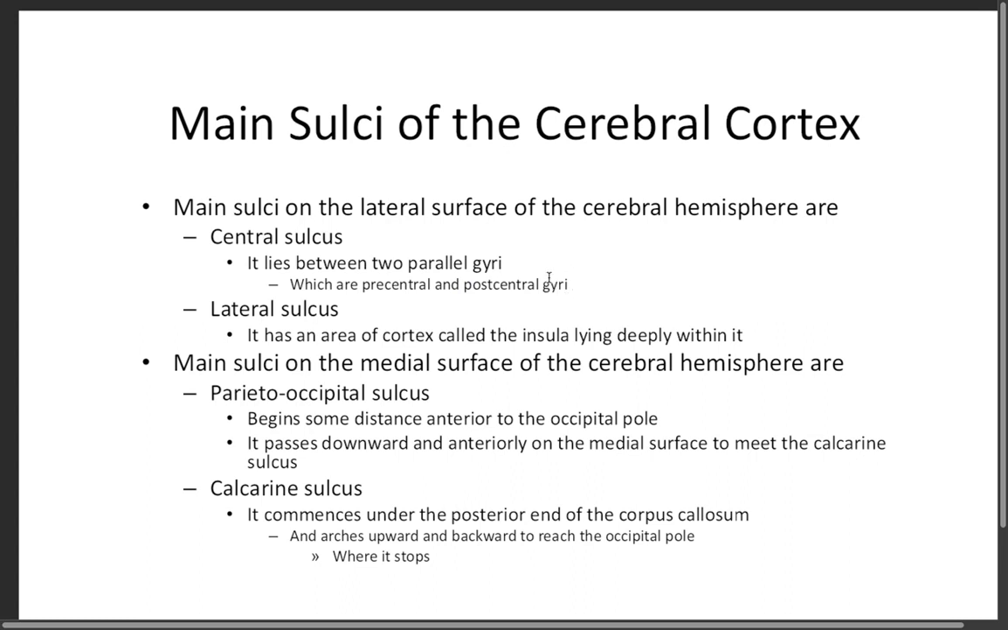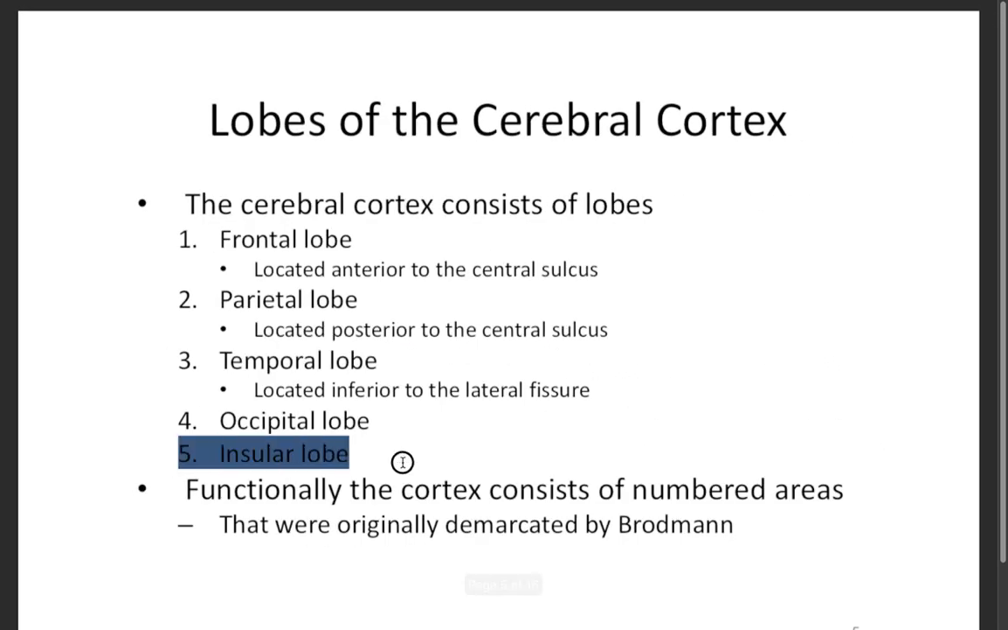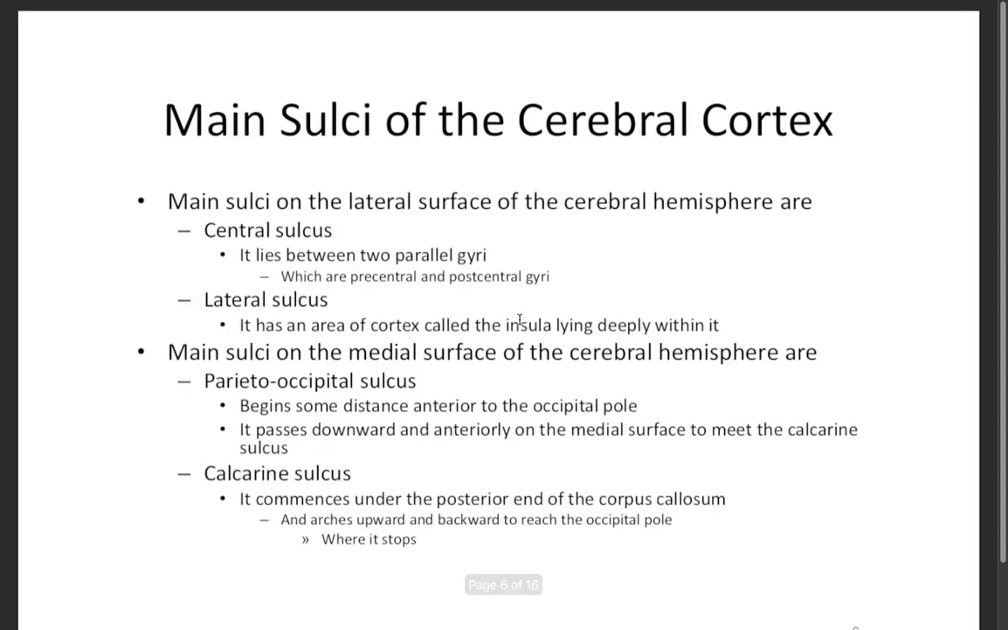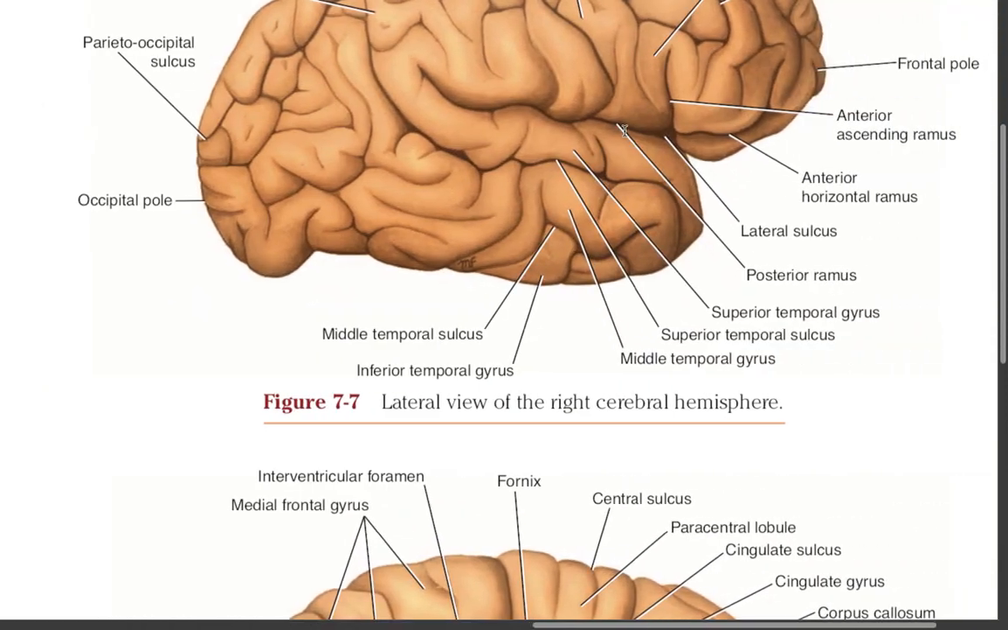هلا رح نحكي عنهم. أول محاضرة حكينا إنه أنا عندي gyri that are separated through the sulci or fissure. وبالتالي أنا عندي central sulci رح يفصل لي frontal lobe from the parietal lobe and forming the precentral gyri in the frontal lobe and the postcentral gyri in the parietal lobe. The lateral sulcus, it has an area of cortex called the insula. قبل شوي حكينا الانسولا، تتذكروا هون حكينا الانسولار lobe. وبالتالي this is ايش؟ the insula lying deeply within it.